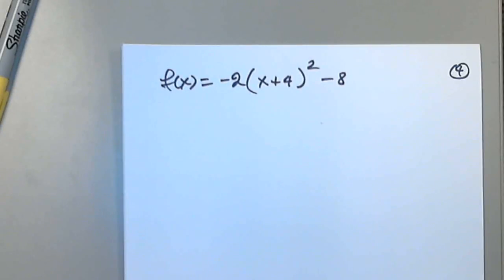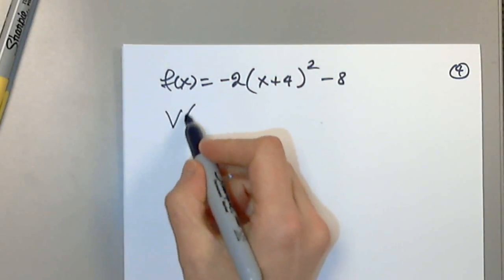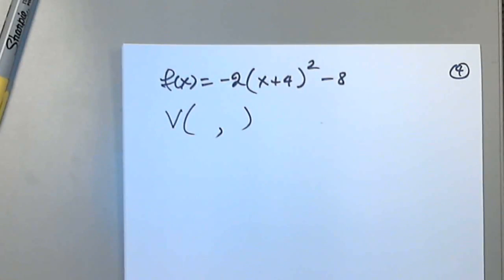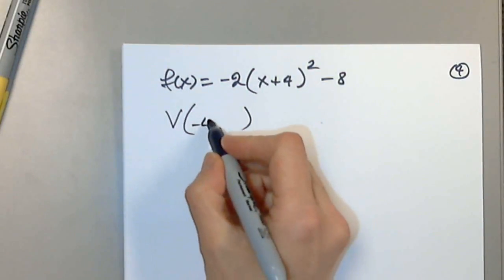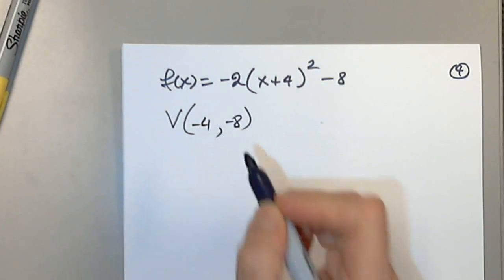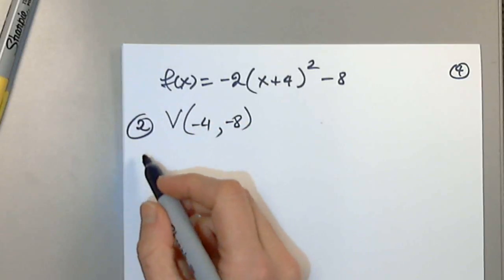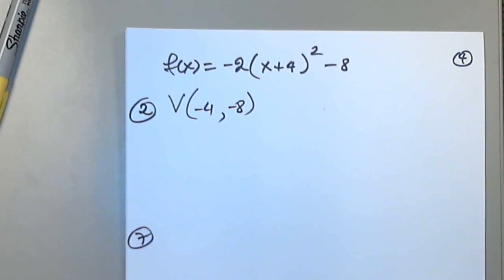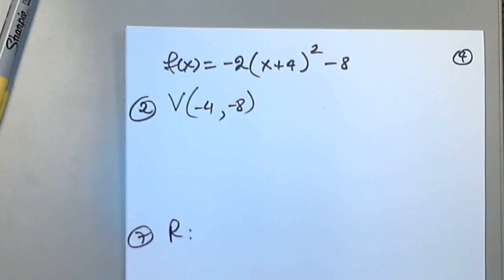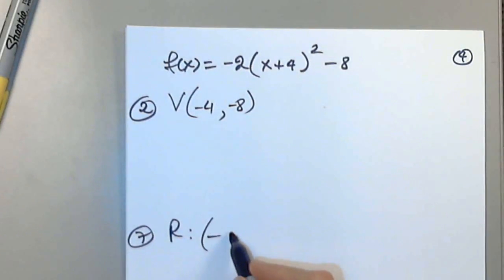Can anyone give us the range? We haven't even graphed it. I already know the vertex. Say it again. -4, -8. Perfect. Actually, this is step 2. And now in step 7, I already have the range. Can anyone give us the range? Careful. The range starts at the lowest y value till the largest y value. Very good.